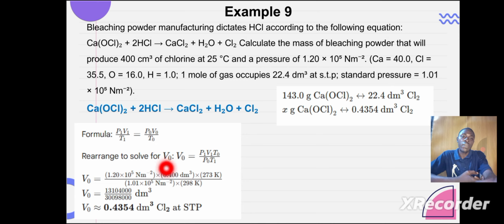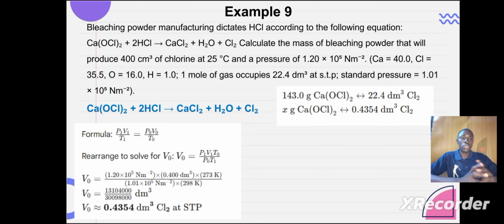If you observe, I converted the volume here, 400 cm cube, to dm cube by dividing by 1000. That's how I arrive at 0.400 dm cube. You can use it that way, but if you are using dm cube here, this one also must be dm cube. If you choose to use cm cube, it means that this one also will be in cm cube. It will be 22,400 cm cube. So whichever unit you want to use, the idea is for there to be balance, for there to be equivalence on both sides.